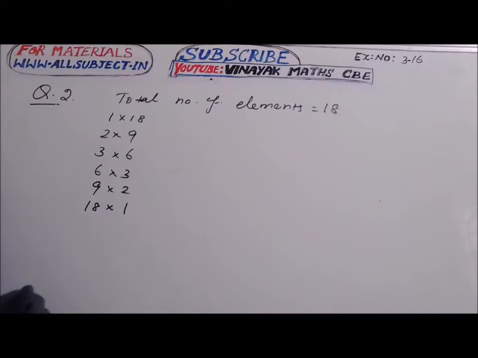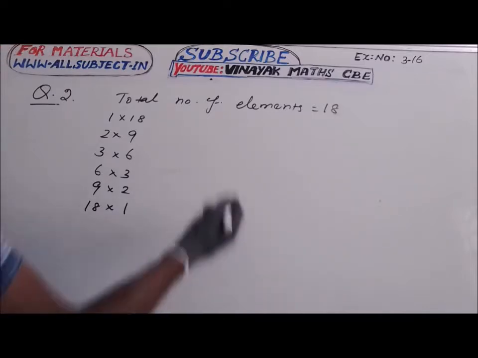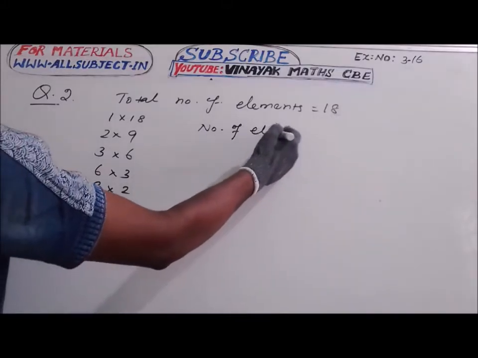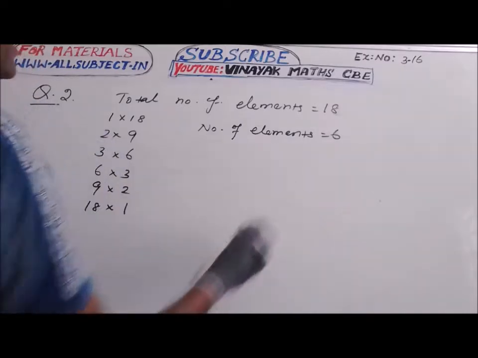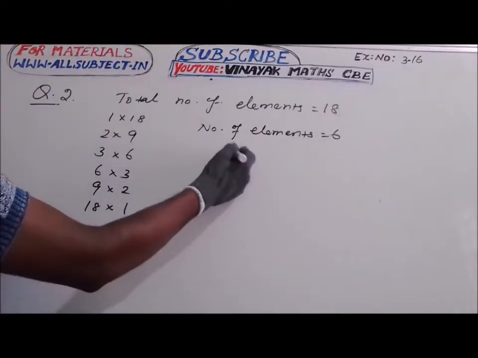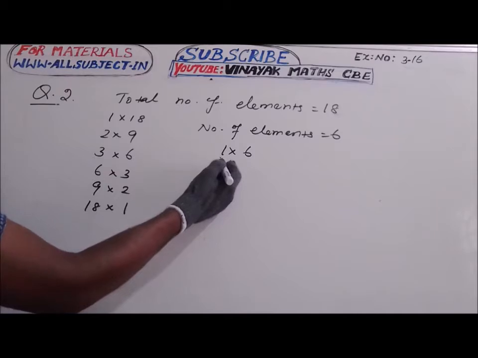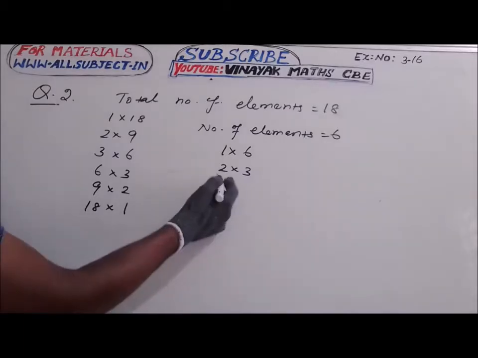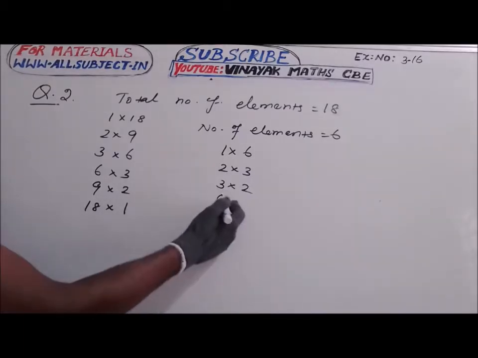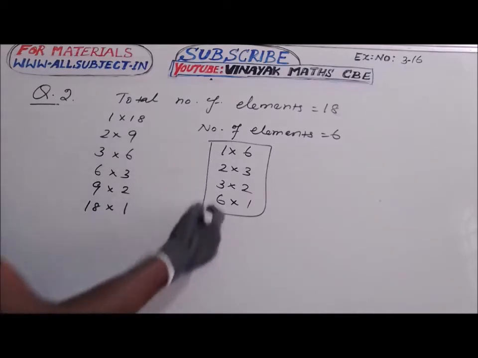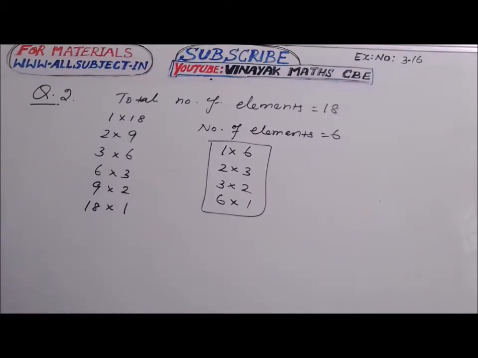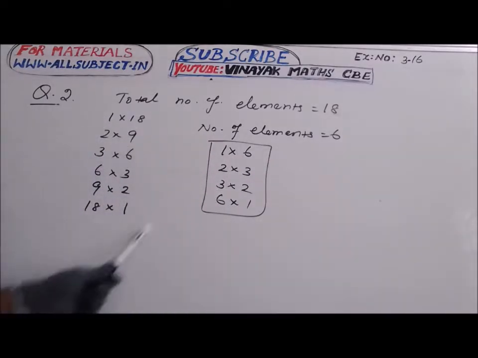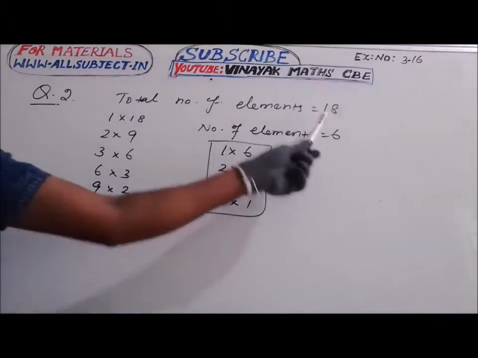And then suppose what if it has 6 elements? If a matrix has 6 elements, the number of elements is 6. If the number of elements is equal to 6, the respective orders are 1 row 6 columns, or 2 rows 3 columns, or 3 rows 2 columns, or 6 rows 1 column. These are the possible orders for a matrix that has 6 elements, and those are the possible orders for a given matrix that has 18 elements.